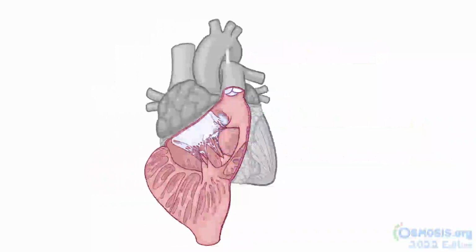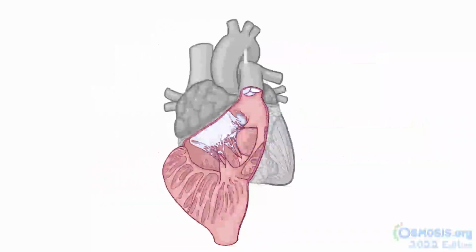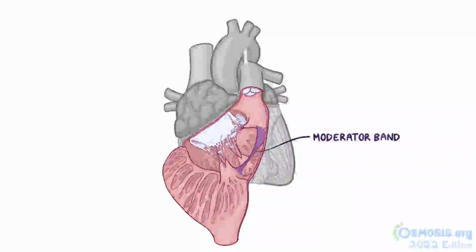Finally, in the right ventricle, there's also a muscular bundle that crosses from the inferior part of the IVS to the base of the anterior papillary muscle. This is called the moderator band, or septomarginal trabecula, and it helps the right ventricle contract properly by making the anterior papillary muscle contract at the same time as the other two papillary muscles.